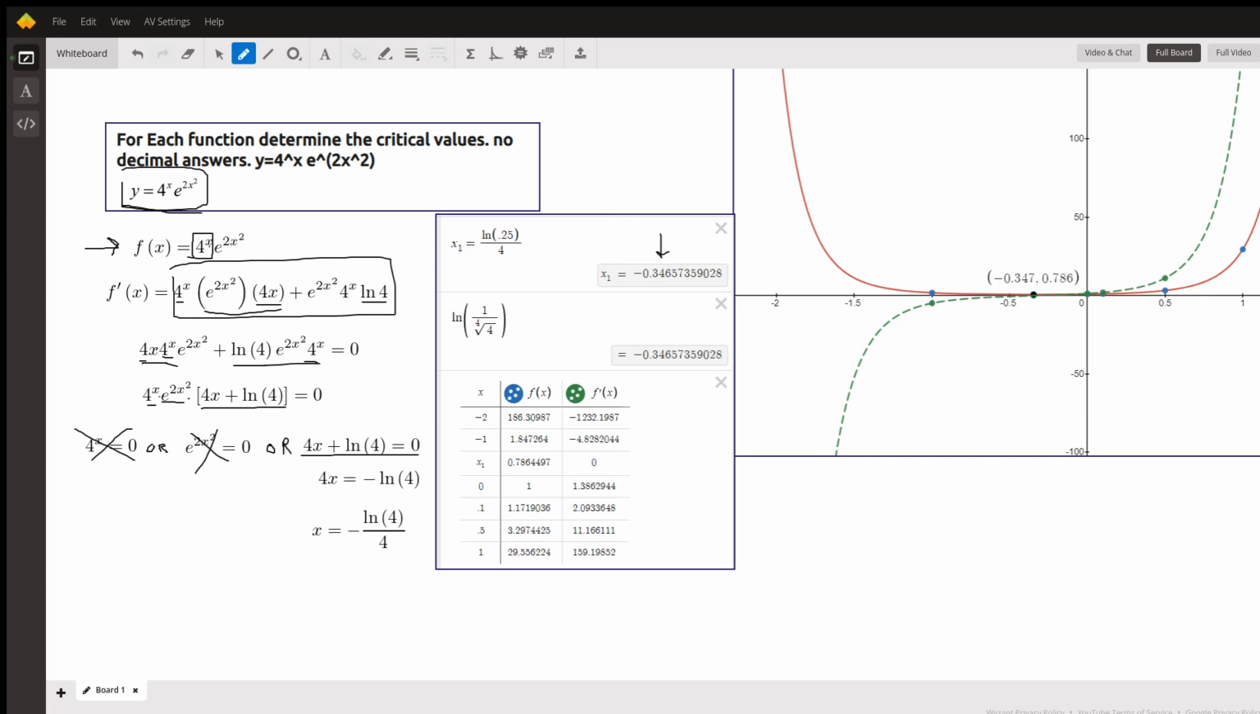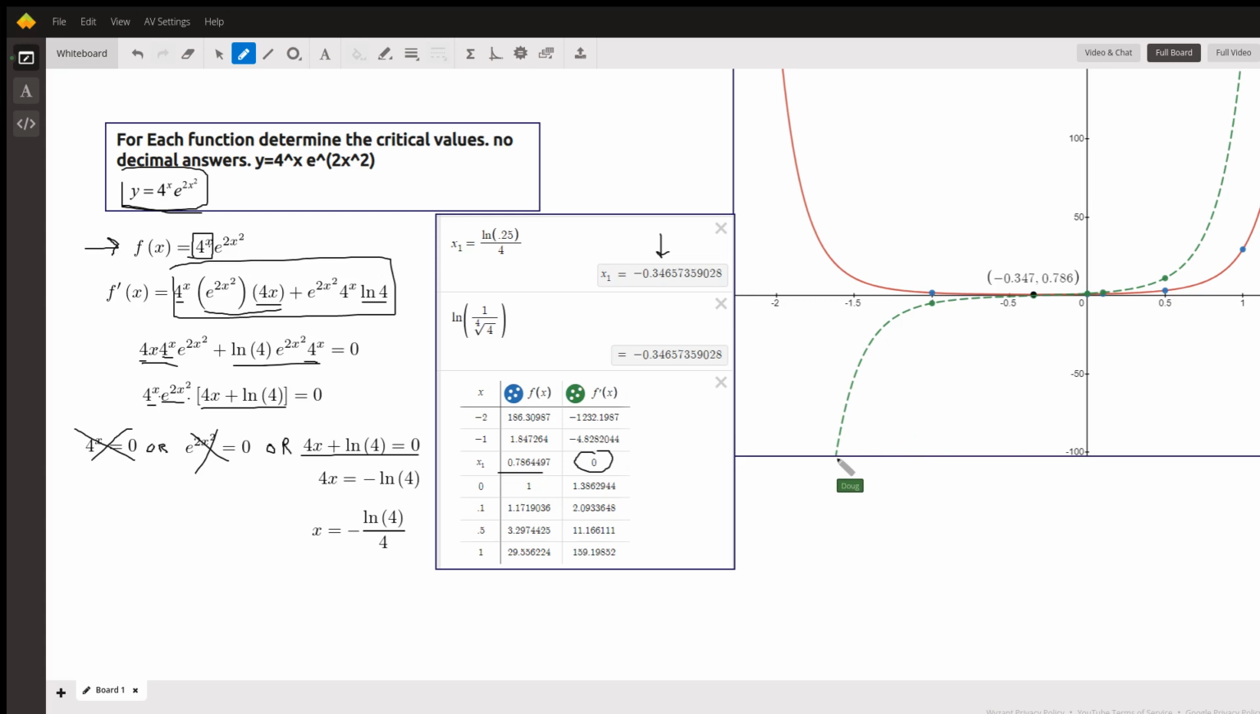And here's what that value is, negative 0.34, and so on. Okay, and this dashed line is the graph of the derivative. And you can see this column right here. Here's when the derivative is equal to 0 at this value of x sub 1. So that's where the graph has a horizontal tangent line.